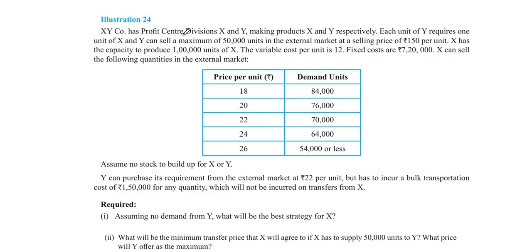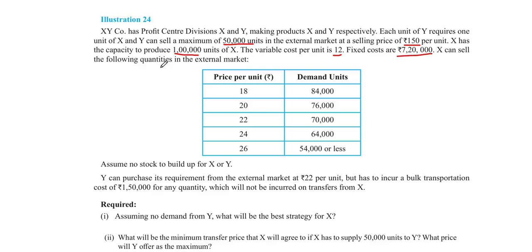XY company has profit center divisions X and Y, making products X and Y respectively. Each unit of Y requires 1 unit of X, and Y can sell a maximum of 50,000 units in the external market at a selling price of rupee 150 per unit. X has the capacity to produce 1 lakh units of X. The variable cost per unit is 12 rupees and fixed costs are 7 lakh 20,000.